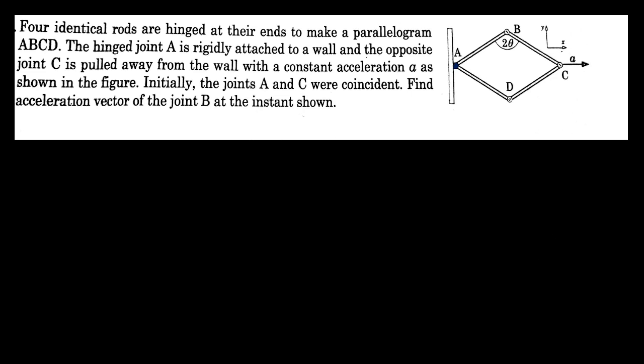Dear students, here they have already given x and y axes, so it's better if we choose a coordinate system at this location, so it becomes easy for us to find the acceleration of the point B. So here this is our acceleration of the point B. We need to find this point's acceleration. Now if I choose this as our origin, then our horizontal direction is our x-axis and the vertical direction is our y-axis.